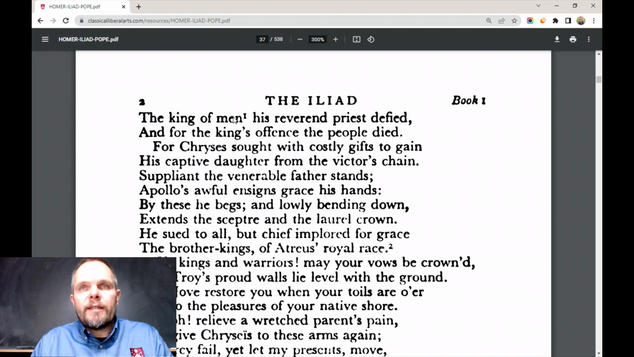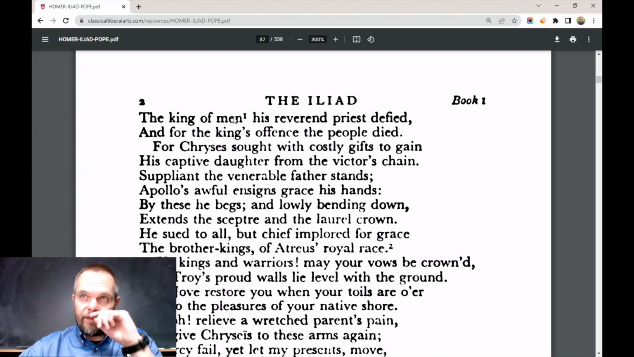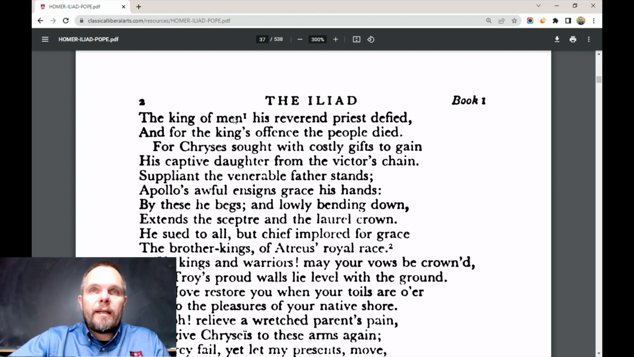For Chryses sought with costly gifts to gain his captive daughter from the victor's chain.